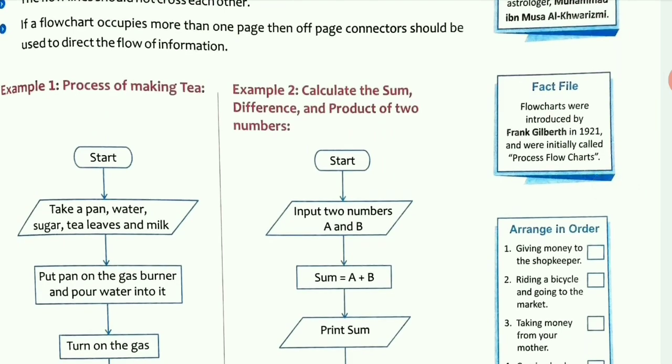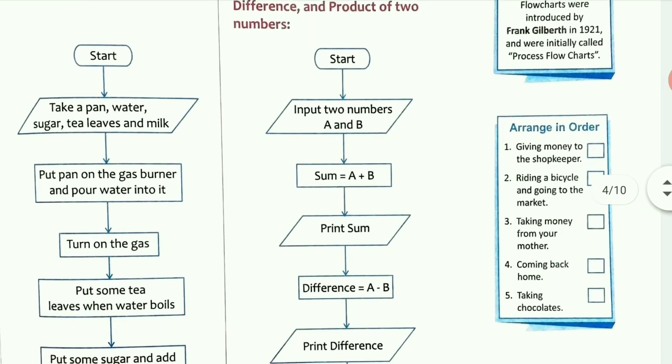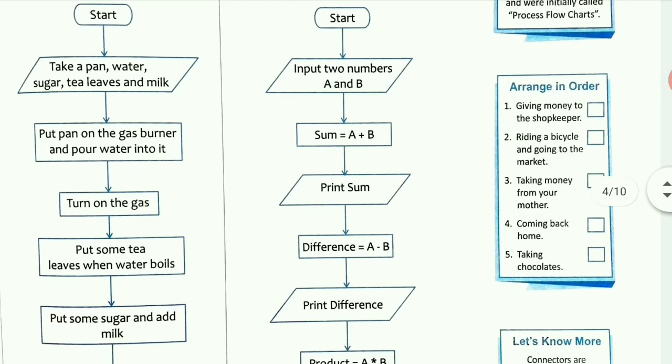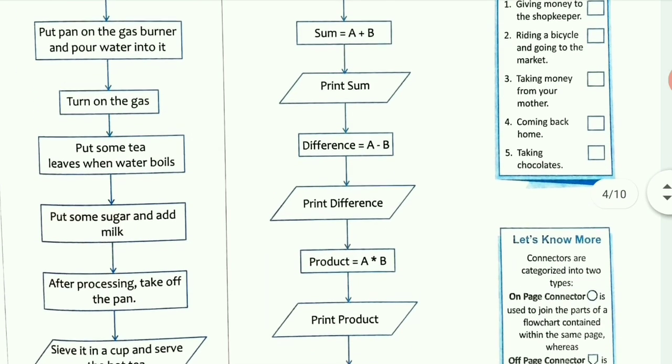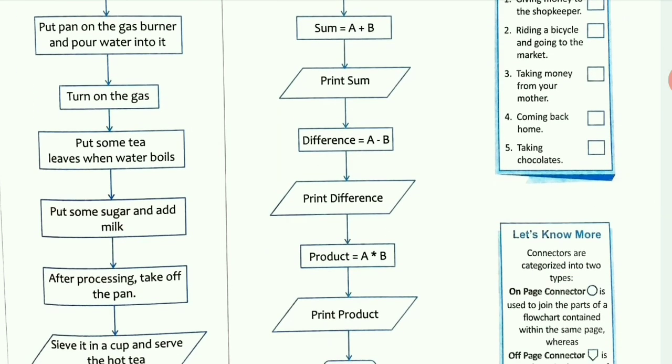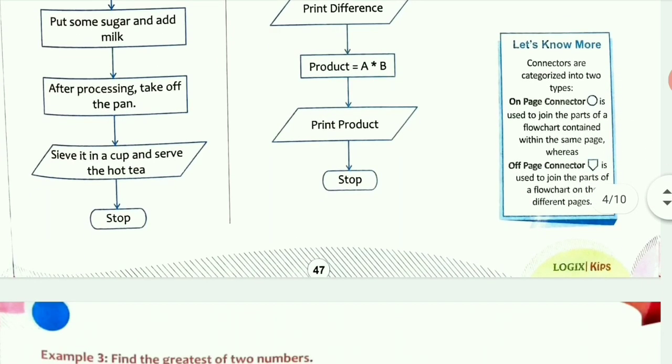Now let us see the second one. Calculate the sum, difference and product of two numbers, and it's very easy for you. Start, then input two numbers, let us say a and b. A and b are two variables that we are using. Now in the process box, find out the sum equal to a plus b, print sum. Then the difference, a minus b, print difference. Product equal to a into b, print product, and stop.